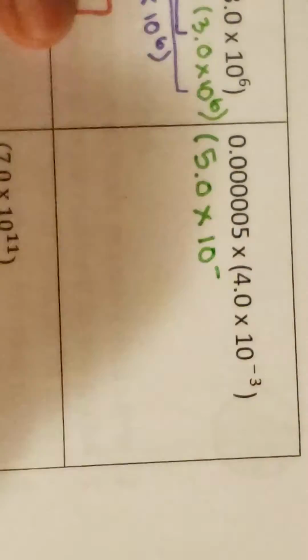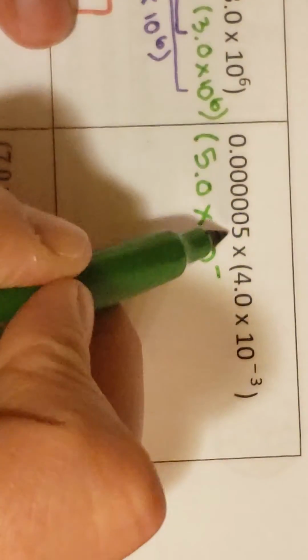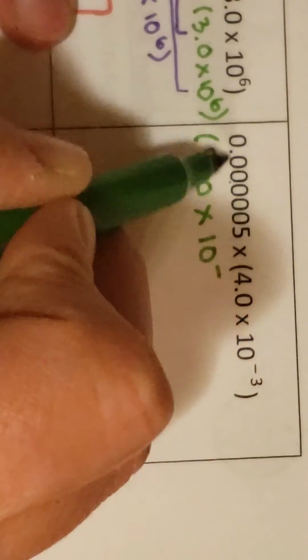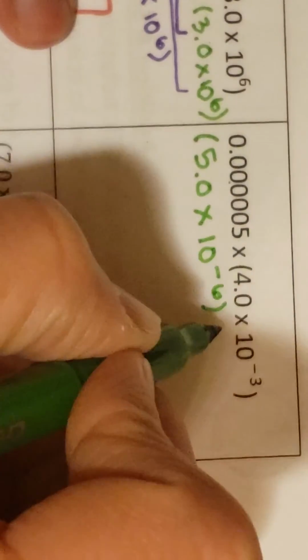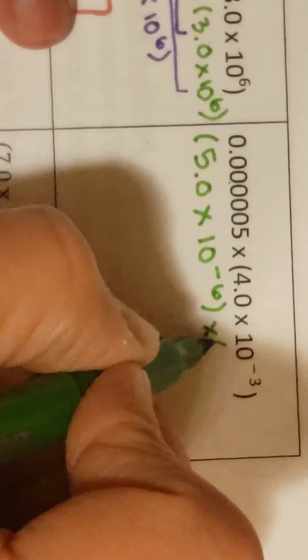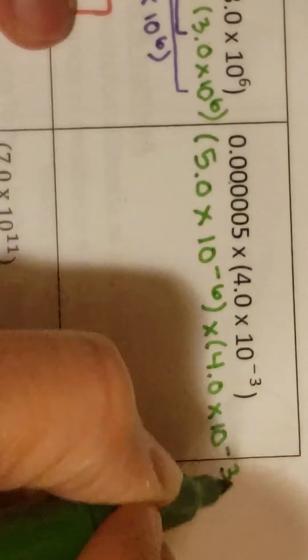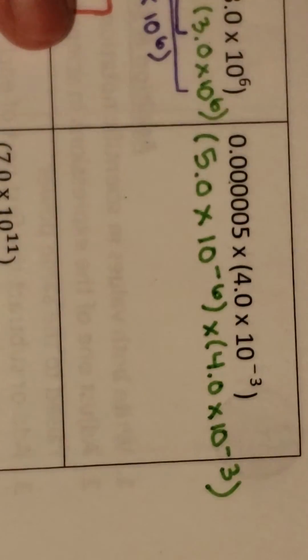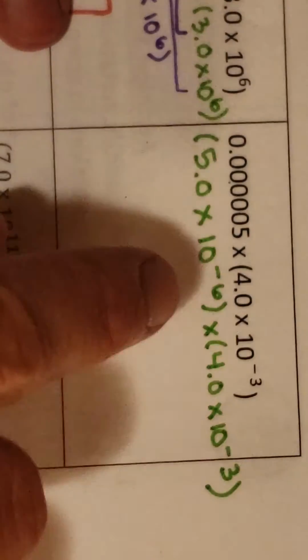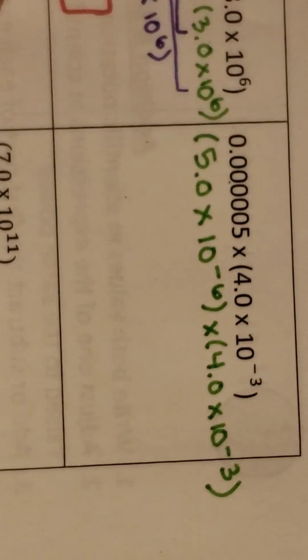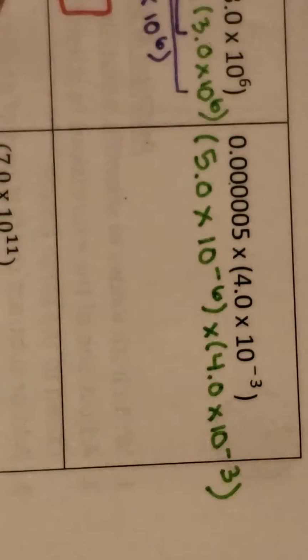So step 1 is to write this in scientific notation. This is a decimal, so I'll have a negative exponent on my 10. 1, 2, 3, 4, 5, 6 times 4.0 times 10 to the negative third. Great. It's nice that I don't have to convert those exponents. I'm just going to skip that step and be thankful.